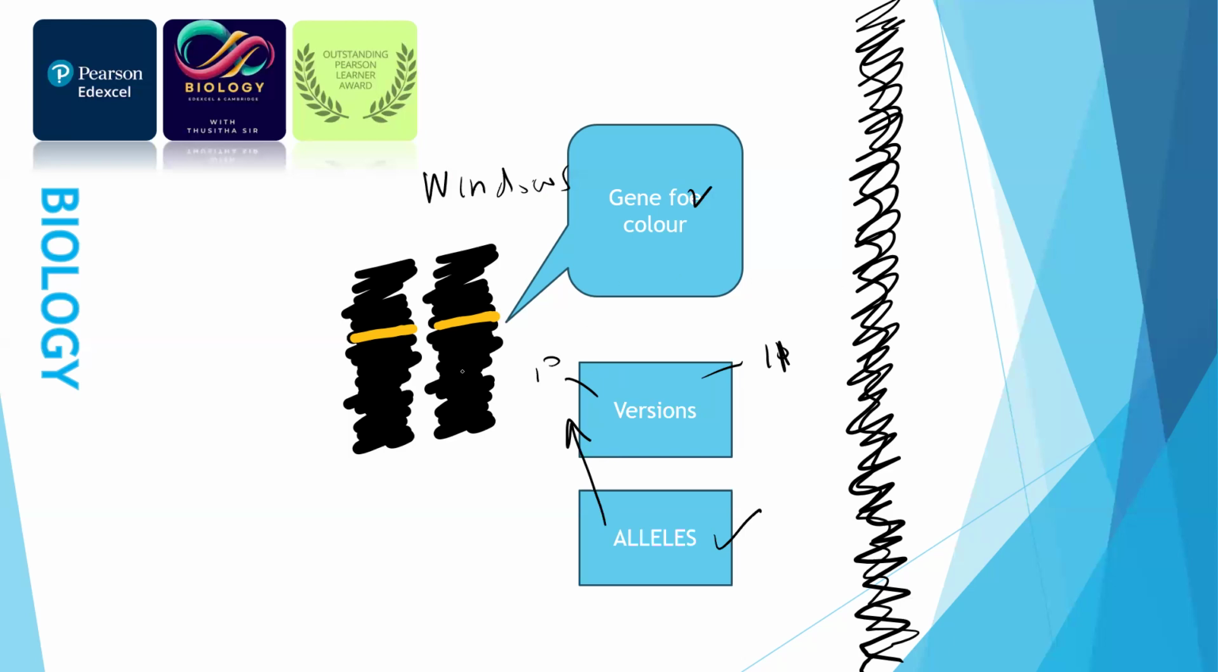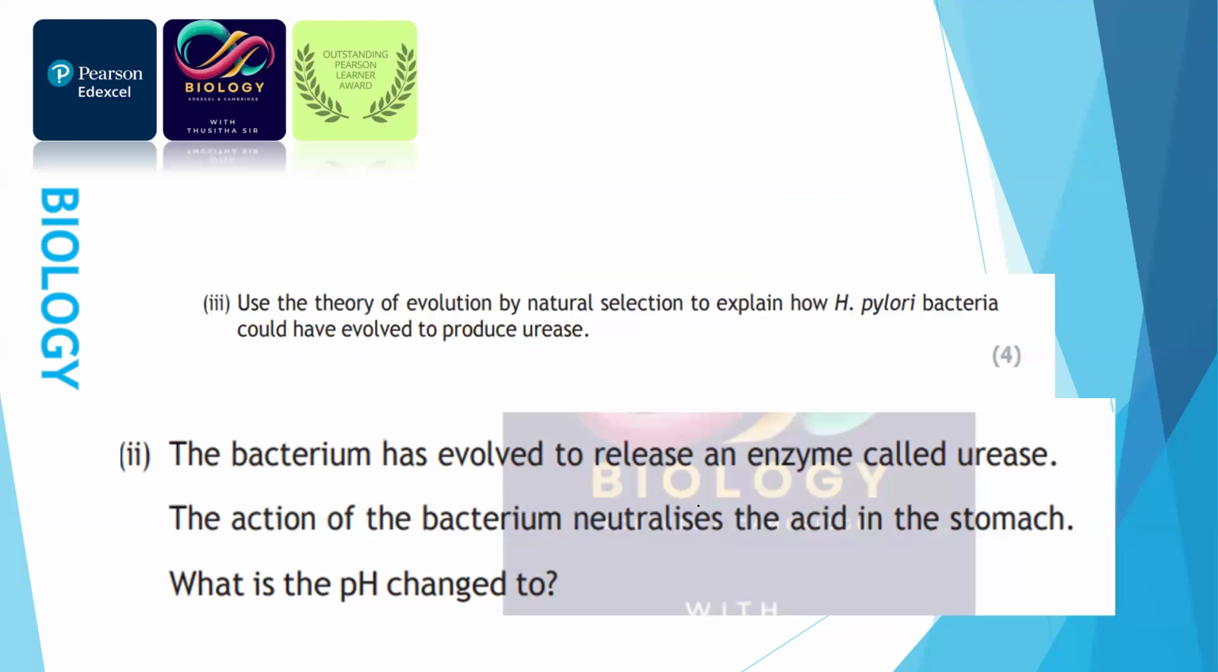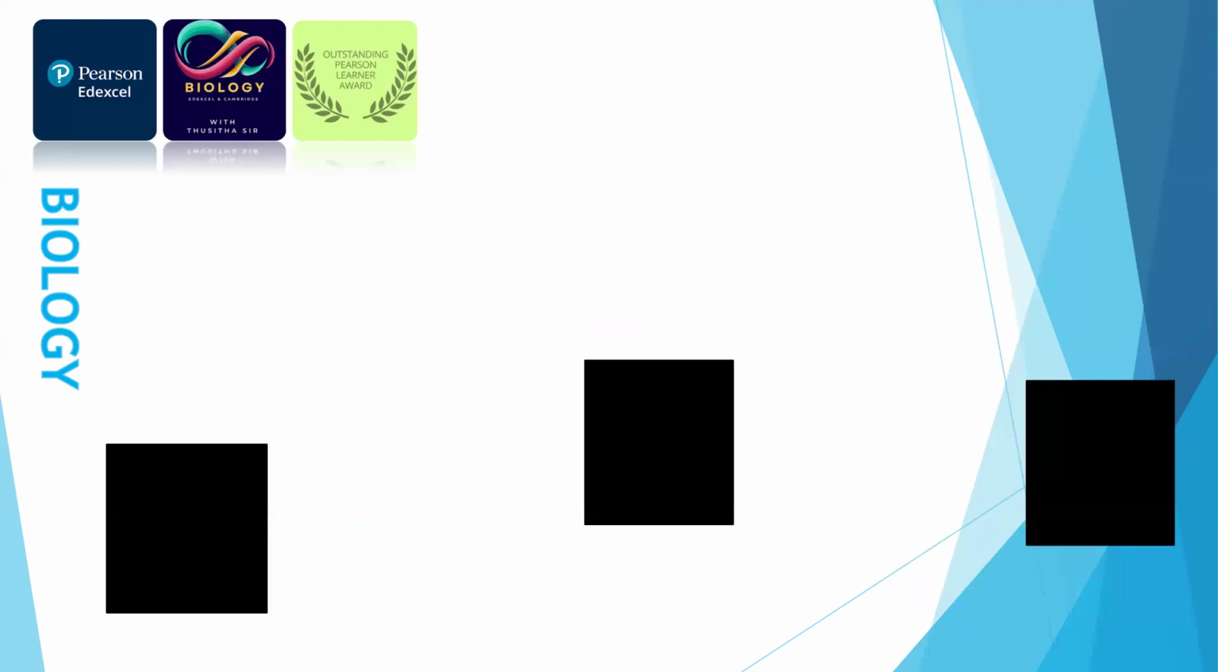DNA is compressed to make a chromosome. A chromosome has genes along from one end to the other end, and they exist in pairs, and they have one gene for hair color or skin color or whatever, existing in two versions, we call alleles. Okay, that's the definition of allele. Use the theory of evolution by natural selection to explain how these bacteria survive. Now for that, I will show this main point.